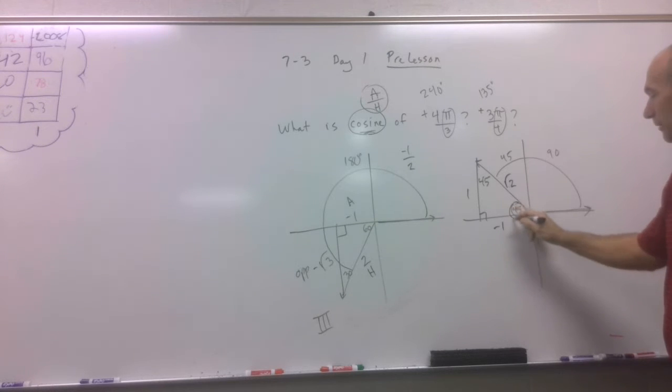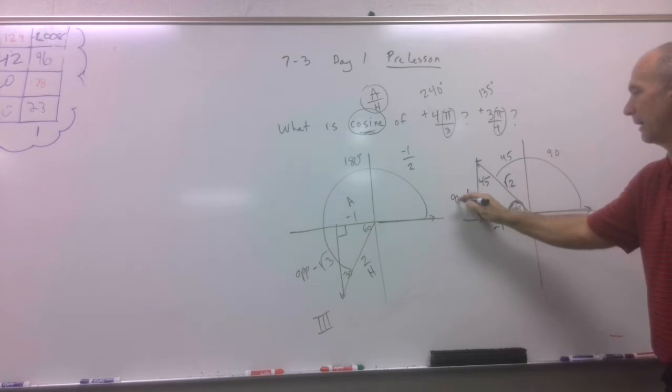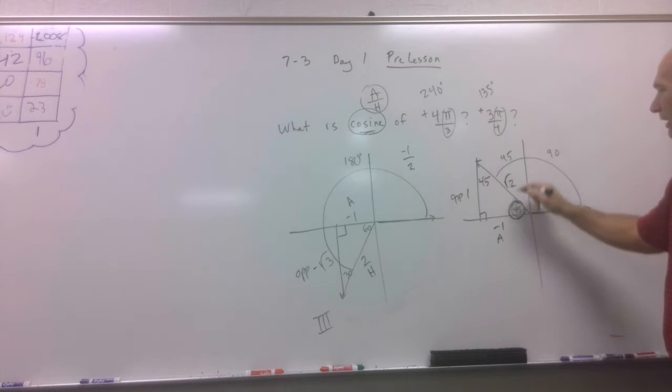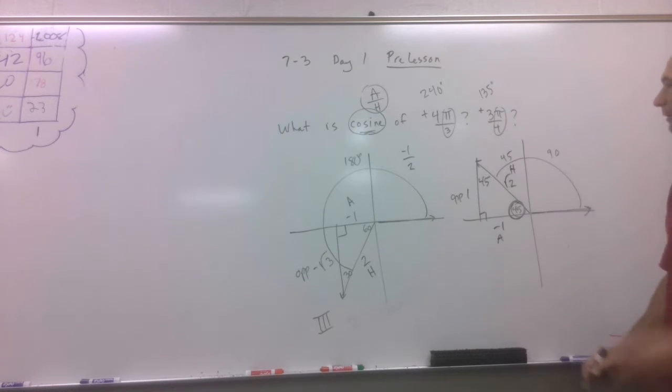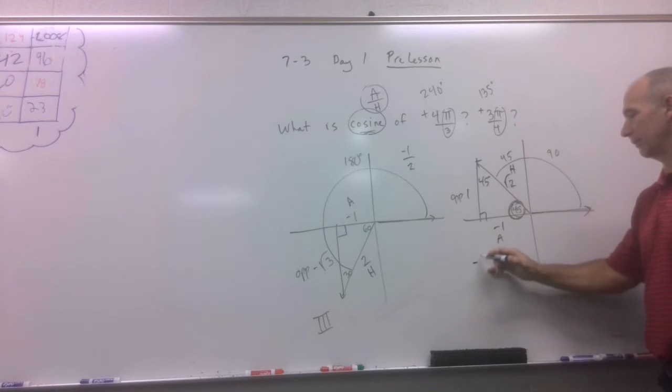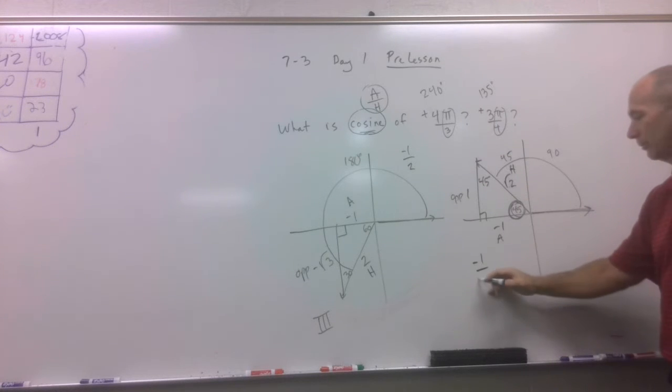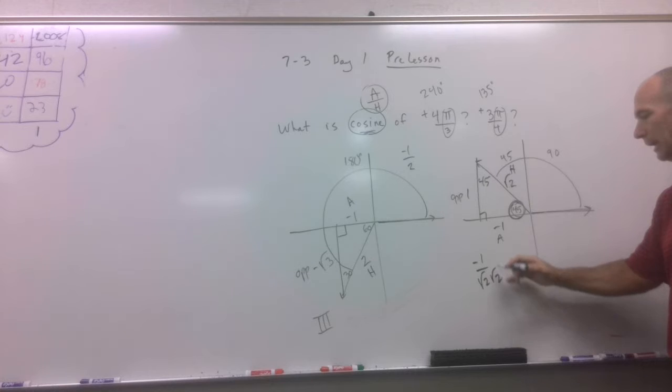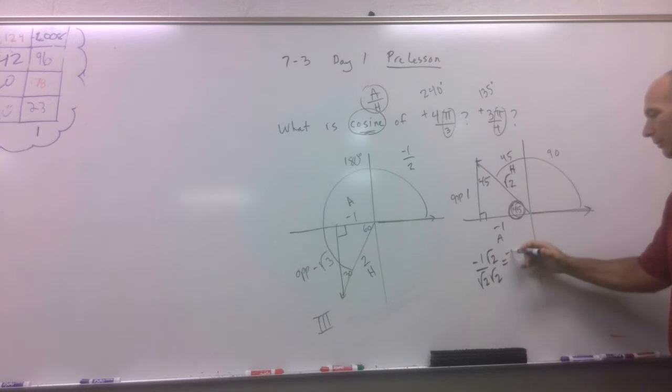Now, this is my reference angle, so this has to be my opposite. This is my adjacent, that's my hypotenuse. They want cosine, which is adjacent over hypotenuse. And on this one, we've got a little work to do. So it's negative square root of 2 over 2. That would be my answer.